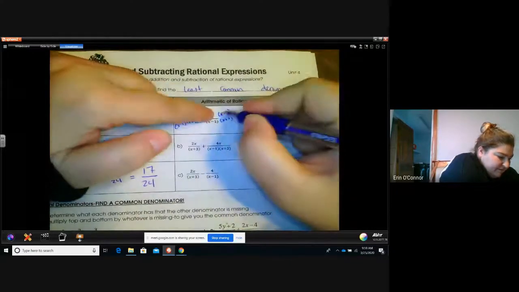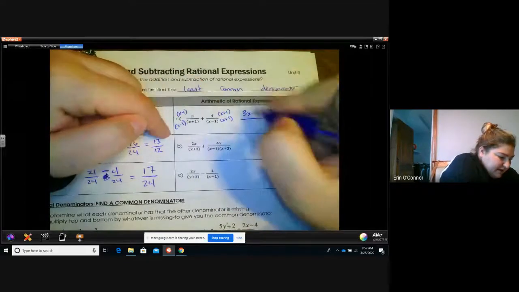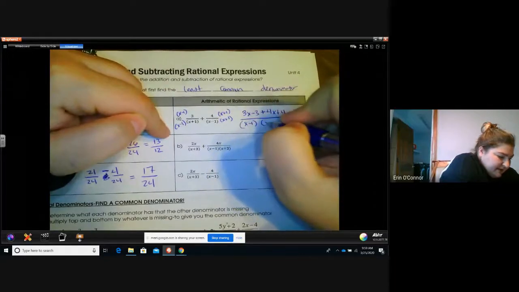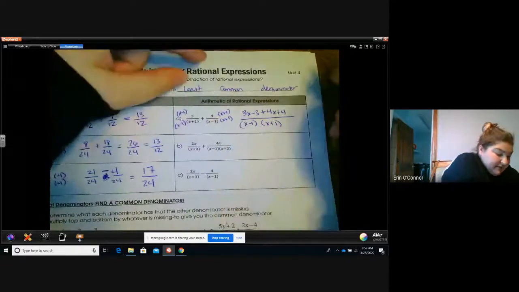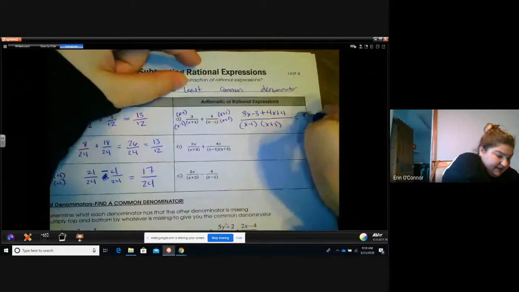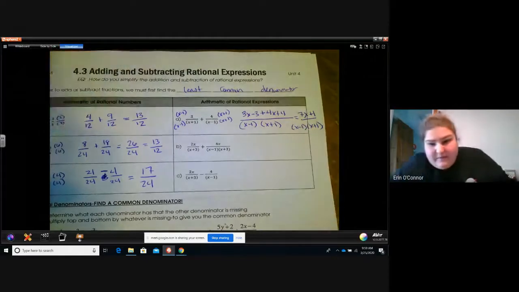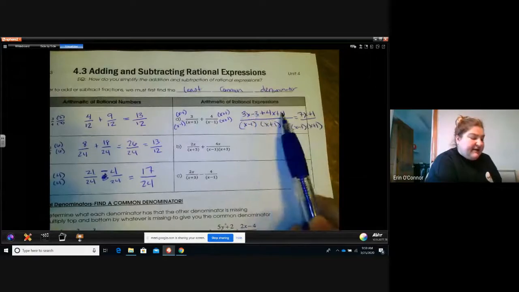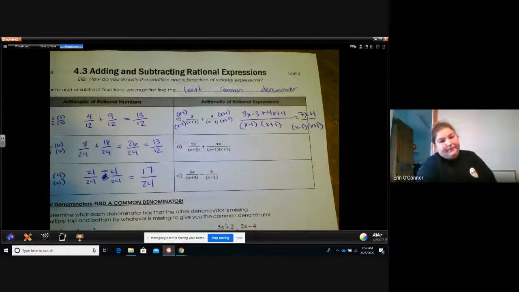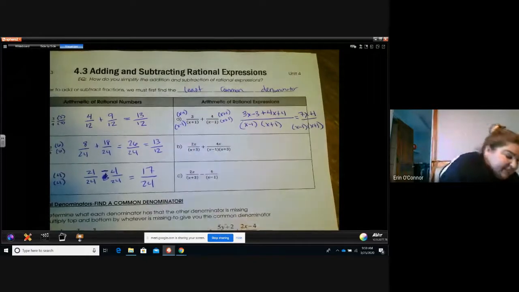plus 4x plus 4 all over x minus 1 times x plus 1, because the denominator is the same. We combine like terms, and we get 7x plus 1 over x minus 1, x plus 1. All I did was combine like terms. 3x plus 4x is 7x. Negative 3 plus 4 is 1. Denominator stays the same. Here, this one has an x plus 3, so does this one, but this one also has an x minus 1.